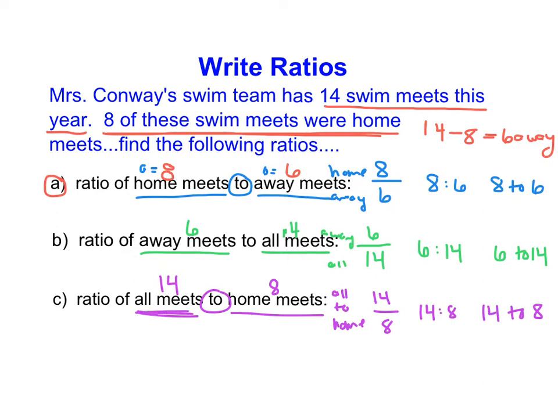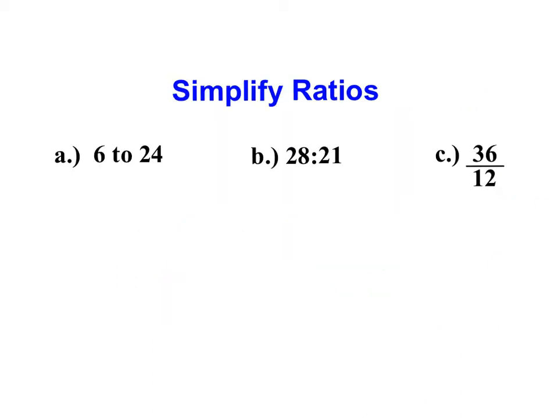That first one that's mentioned needs to come first. Then the word "to" is where your fraction, your colon, or your word "to" appear. And then that second number comes second. So now that we know what a ratio is, let's practice simplifying them.